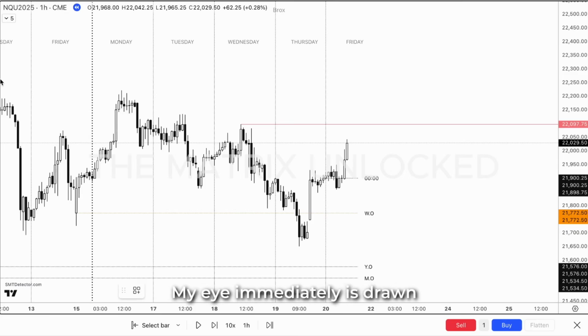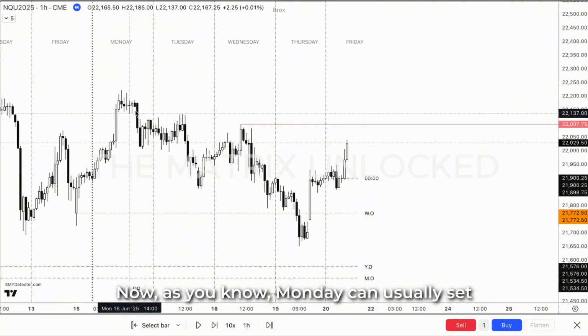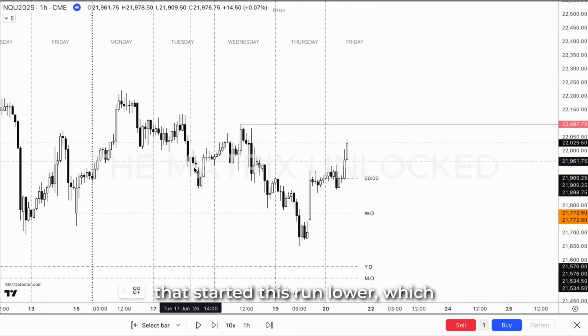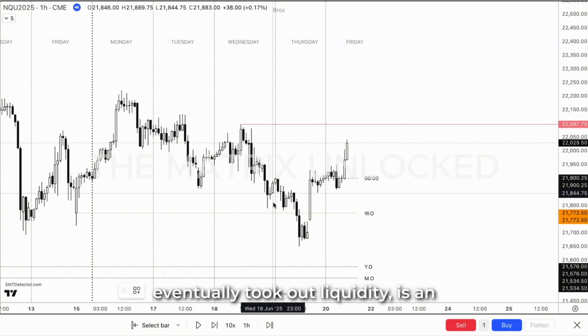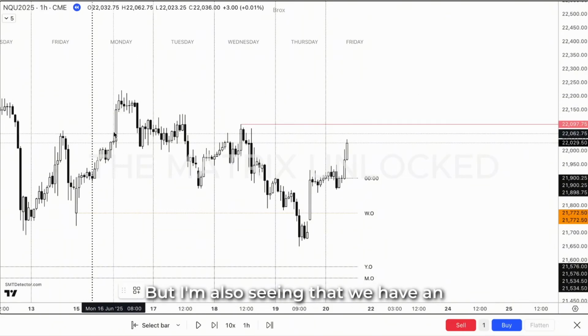My eye immediately is drawn towards this area on Monday. Now, as you know, Monday can usually set the stage of the week. And so, for example, the first imbalance that started this run lower, which eventually took out liquidity, is an important point to monitor. But I'm also seeing that we have an imbalance on the left side here.